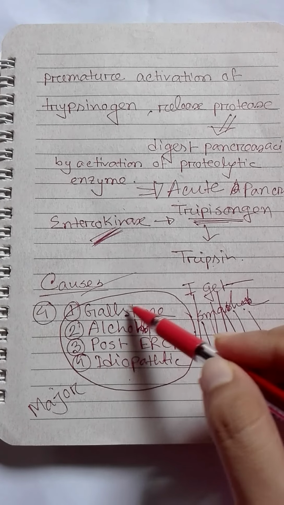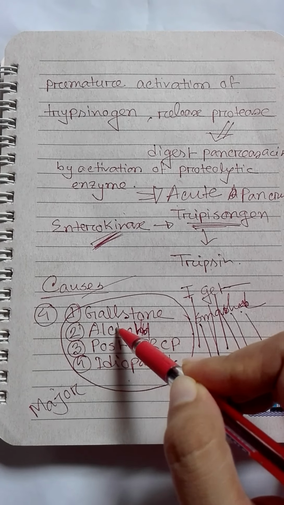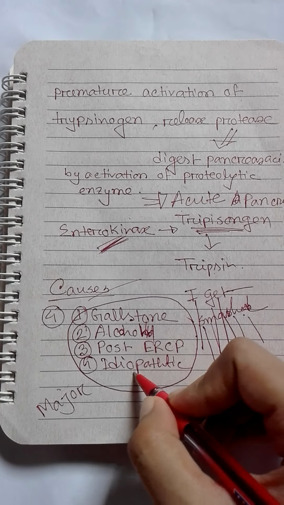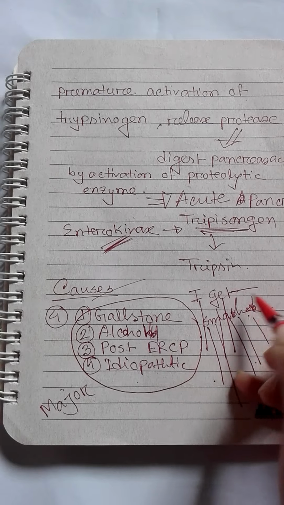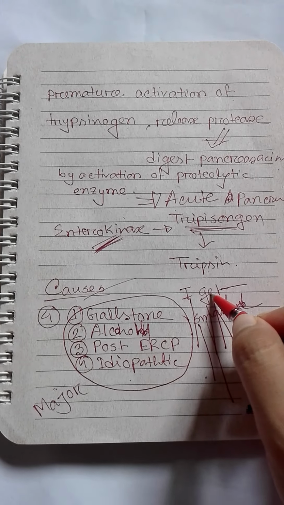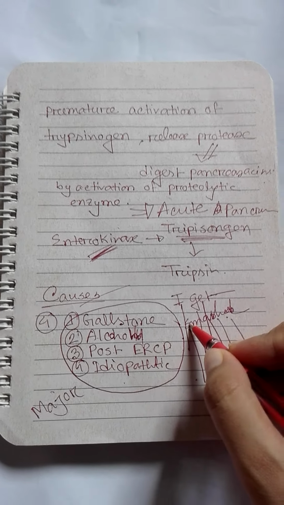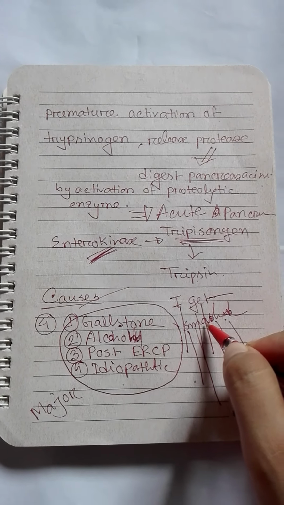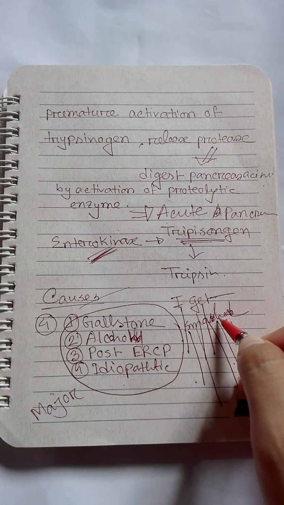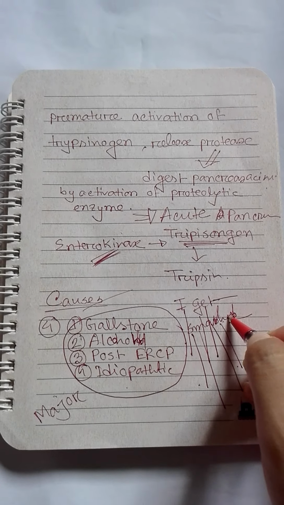We discuss the causes. One is gallstone, alcohol and post-ERCP, idiopathic. We can remember by I GET SMASHED: I for idiopathic, G for gallstone, E for ethanol or ERCP, T for trauma, S for steroid, M for mumps, A, S for surgery, H for hypokalemia, hypoglycemia, E, D for drugs.